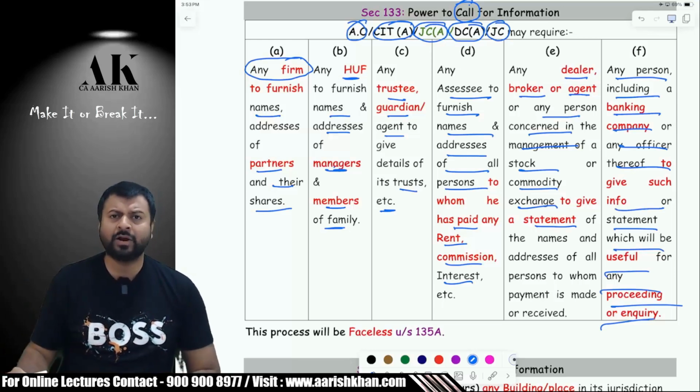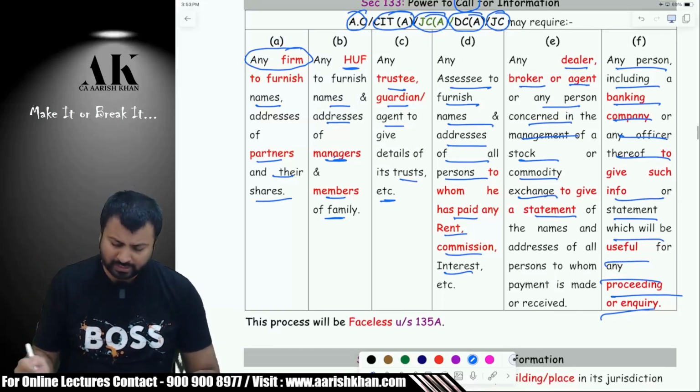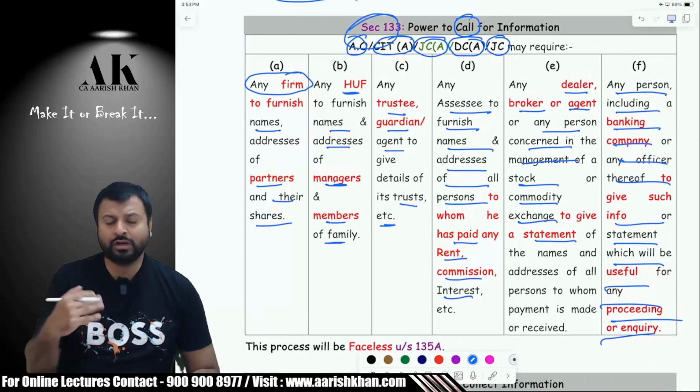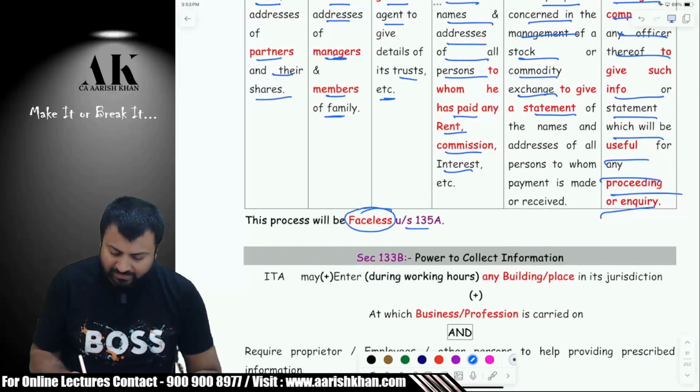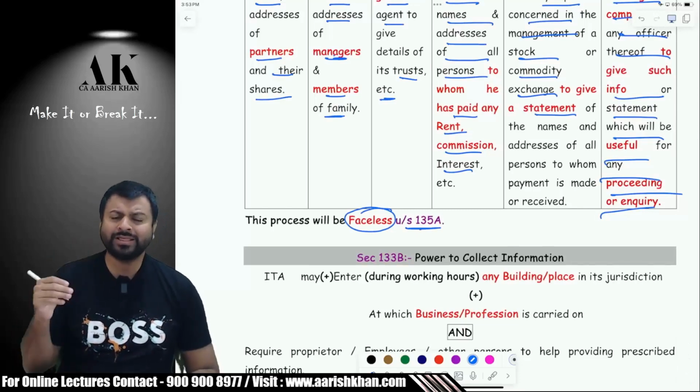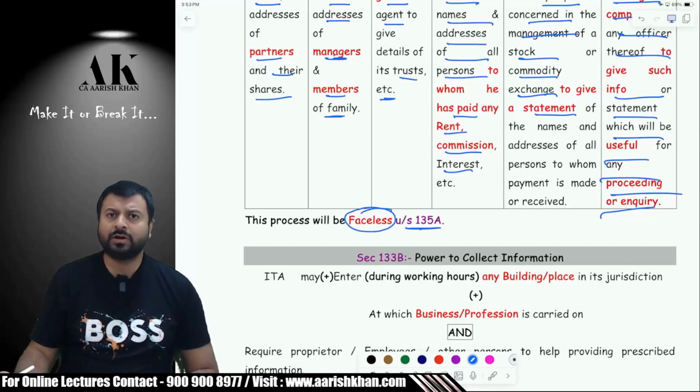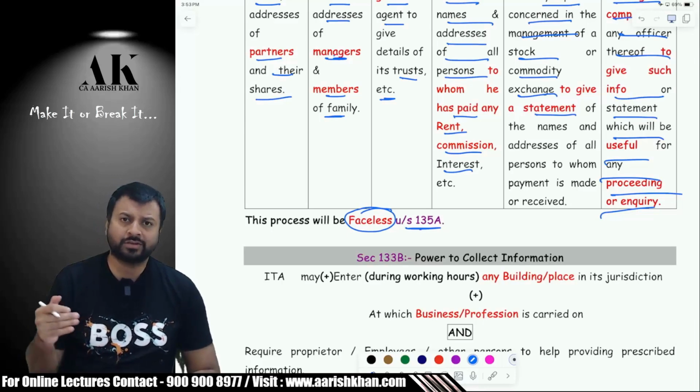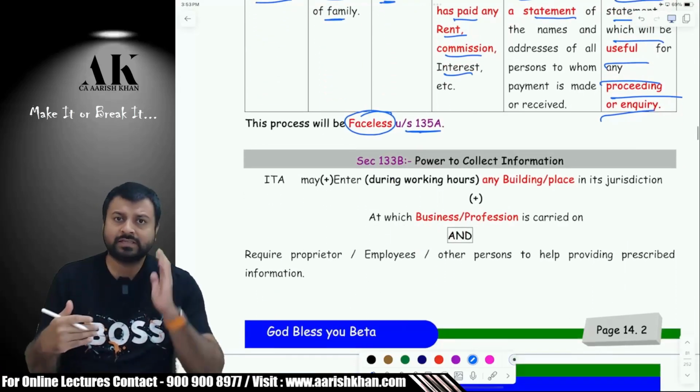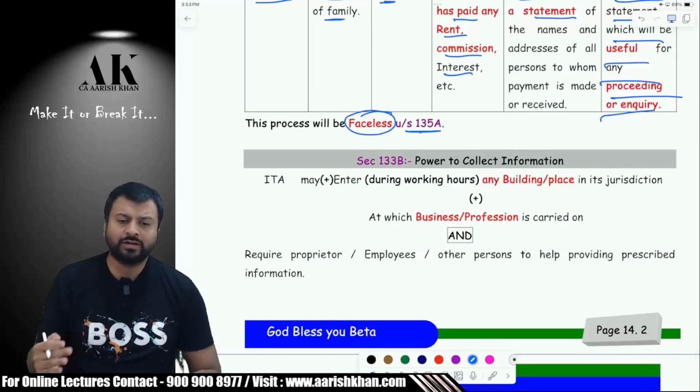So this is a general point. They can send the notice to any person. Okay. Now this entire power to call information has become faceless under 135A. 135A is a common section which talks about becoming faceless of certain sections. Okay. Certain sections are becoming faceless under the banner of section 135A.